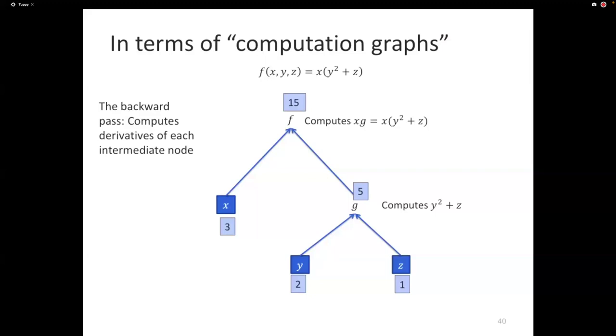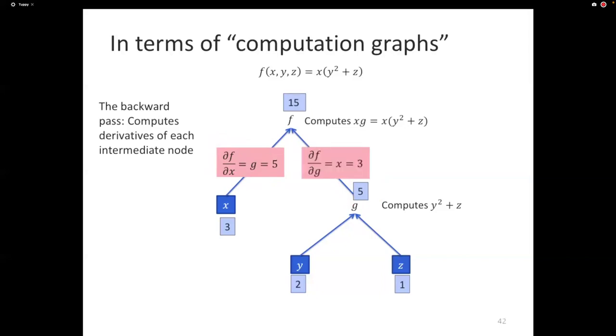So first, let's consider the edge connecting X to F. I can compute the gradient, the partial derivative of F with respect to X. I know the definition of that function. It's just simply the product, which means the partial derivative of F with respect to X is whatever the value of G was. We know the value of G, which is 5. So the partial derivative is 5.